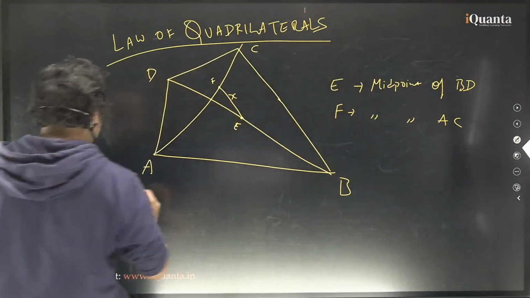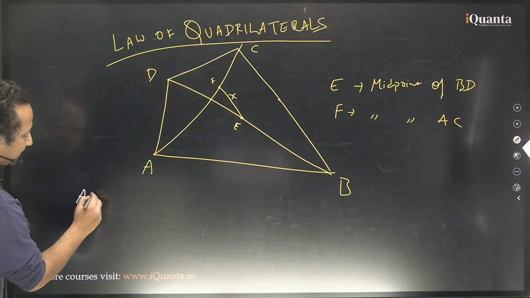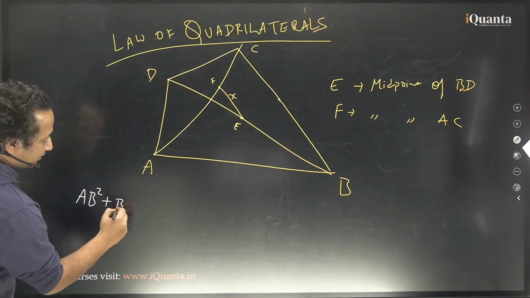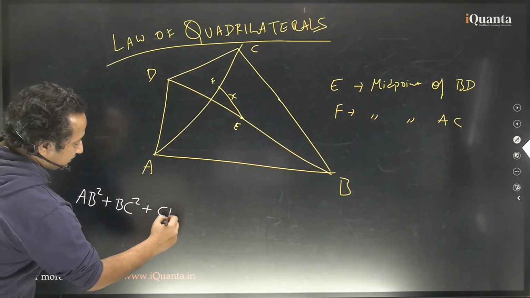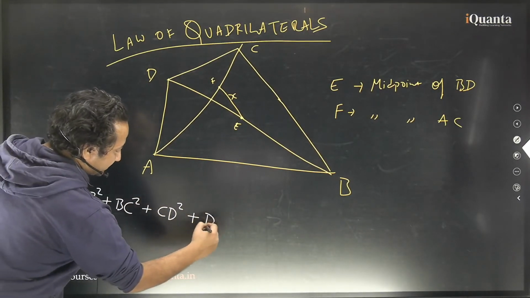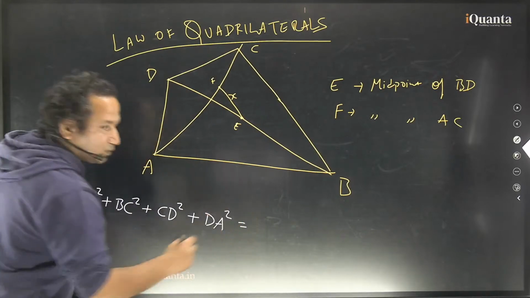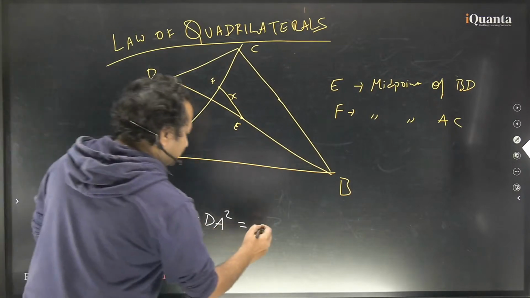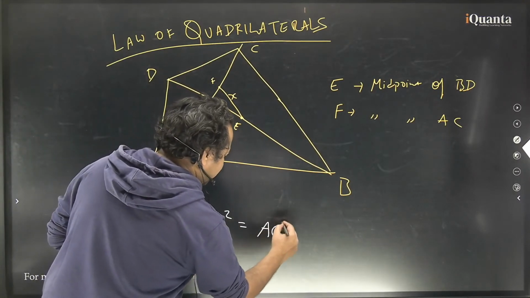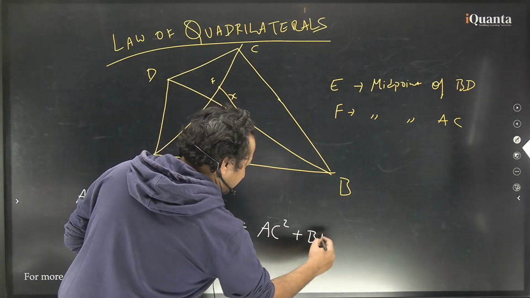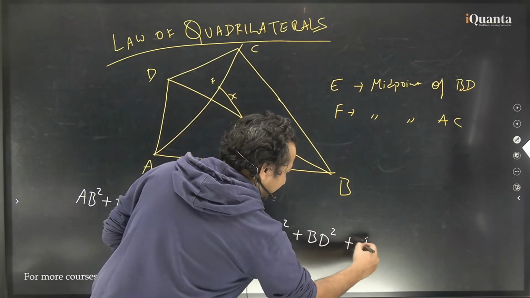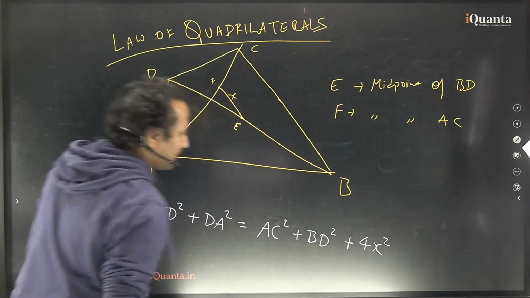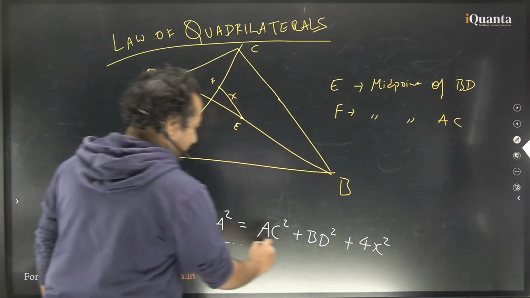So here the sum of squares of all the sides, AB square plus BC square plus CD square plus DA square would be equal to what? Sum of squares of the diagonals, AC square plus BD square plus 4 times the square of this distance x.